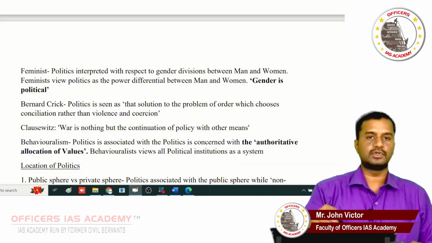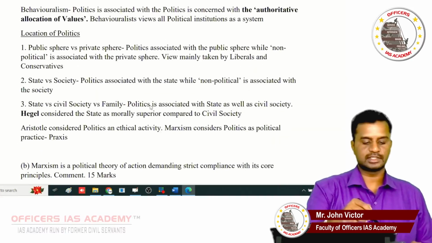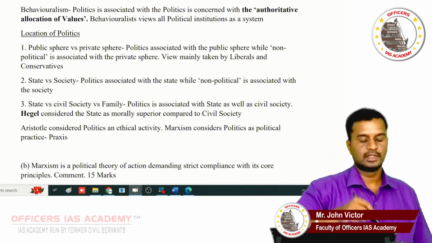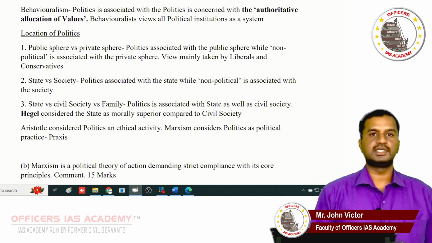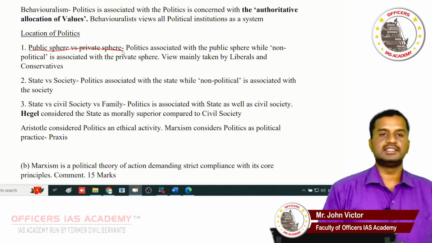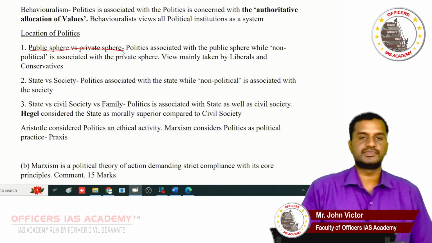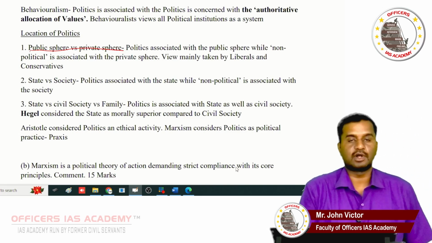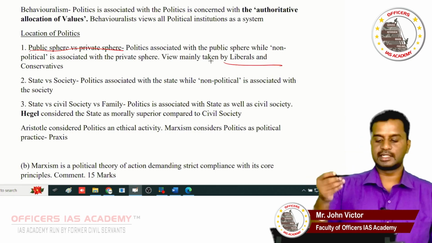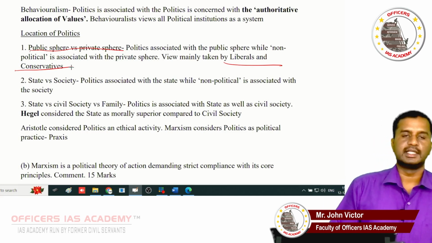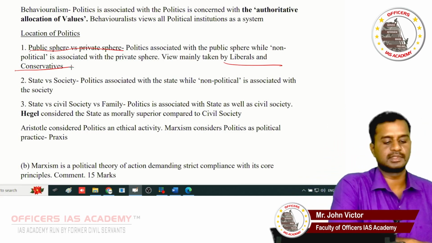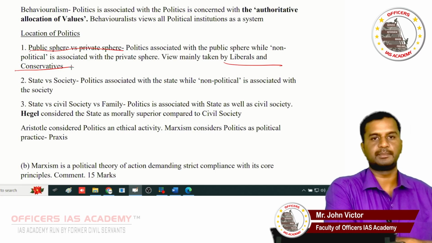Write at least 3 perspectives to diversify and enrich your answer. You can also view politics through its location. Some scholars see politics through the division of public sphere and private sphere. They mainly see politics associated with the public sphere. The private sphere is not associated with politics. This view is mainly taken by liberals and conservatives. Since liberals give importance to the individual, they don't want the private sphere to be disturbed. Naturally, they see politics in the public sphere.